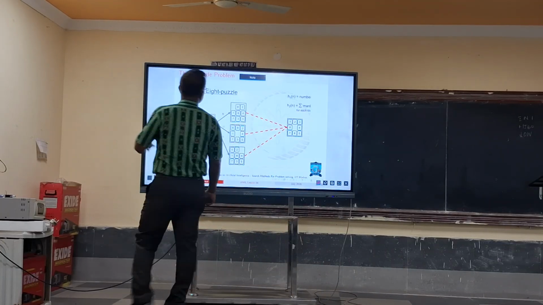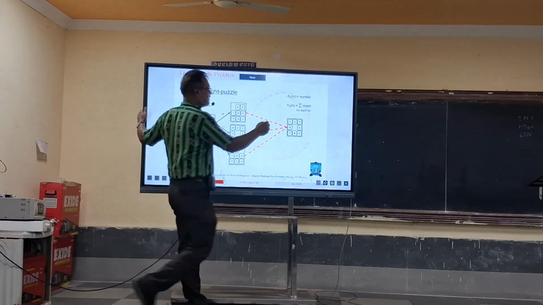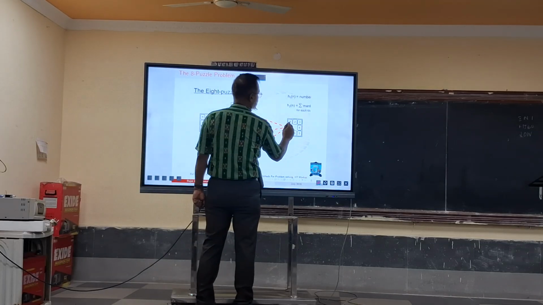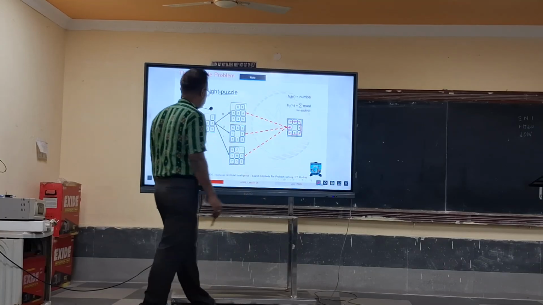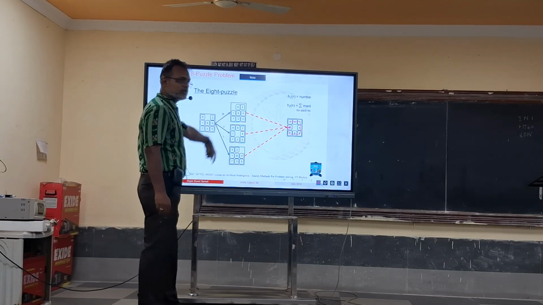Now suppose this is the typical 8 puzzle game, and there are several goal states. Suppose this is the goal state: 1, 2, 3, 4, 5, 6, 7, 8. This is the goal state. Now compute the Hamming distances in all the 4 cases.